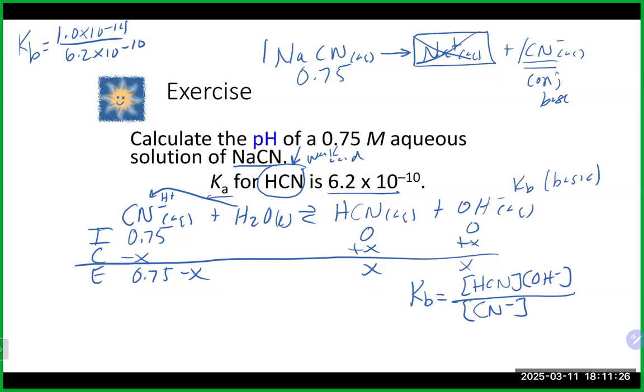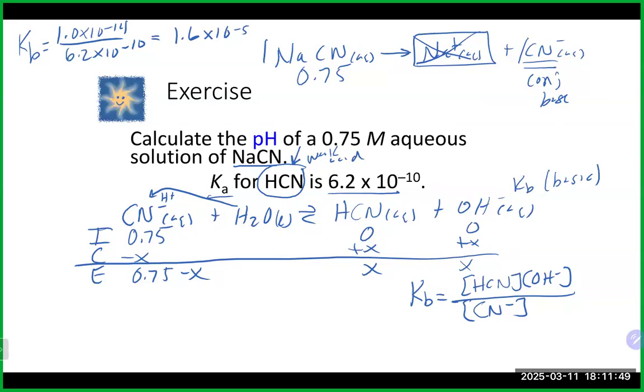Give it a try here on this one. So that will get us a Kb value here of 1.6 times 10 to the minus 5, I believe. 1, 2, 3, 4, 5 there.